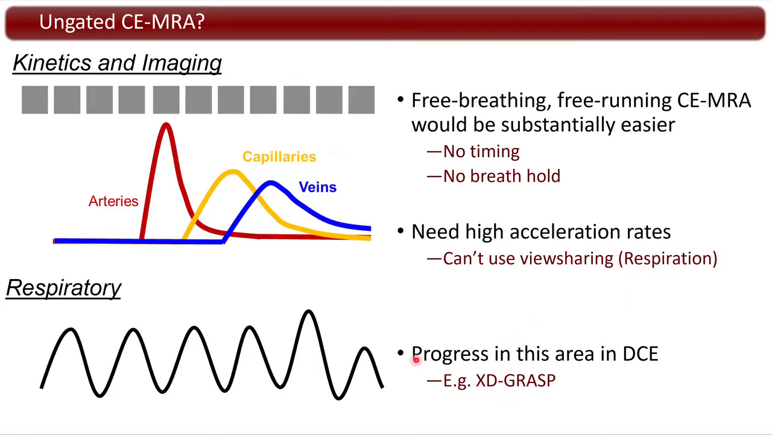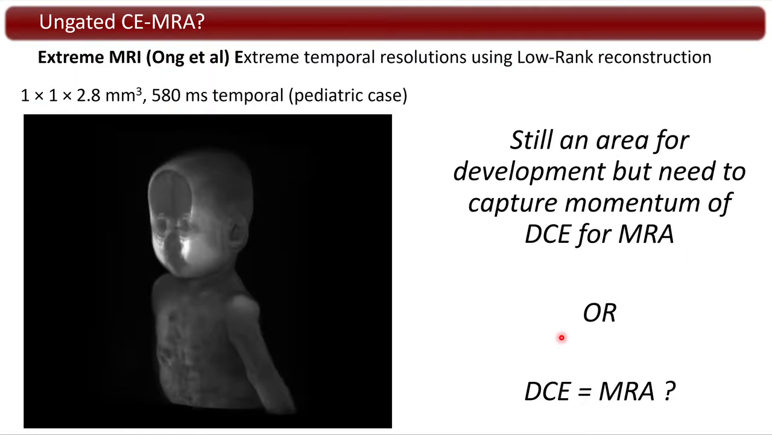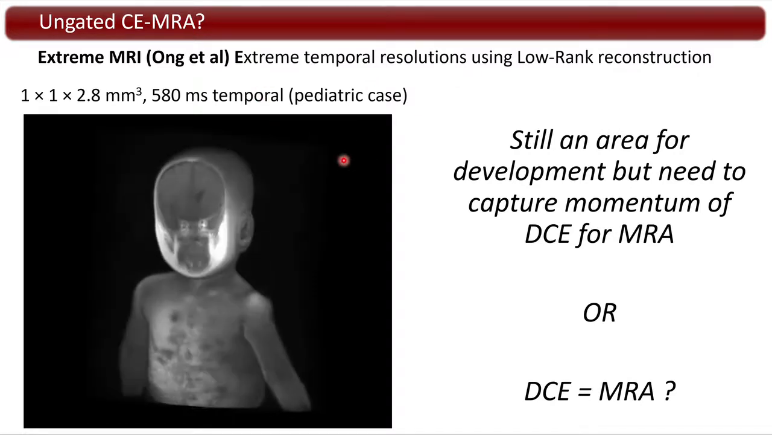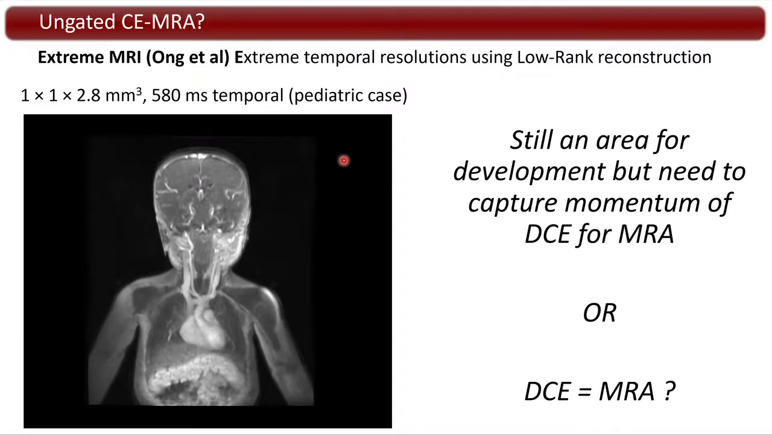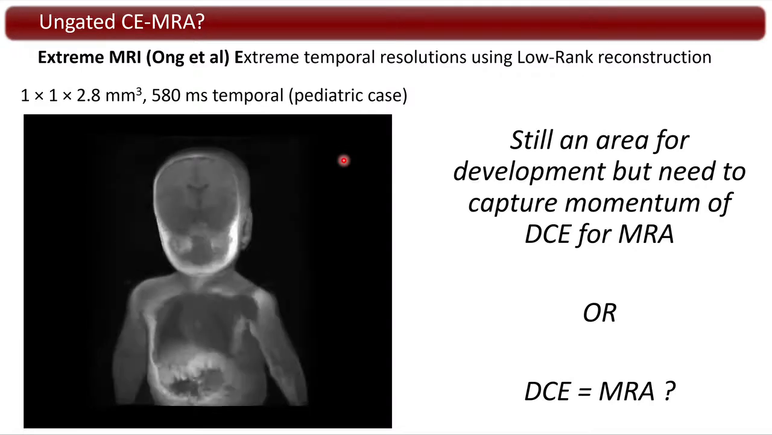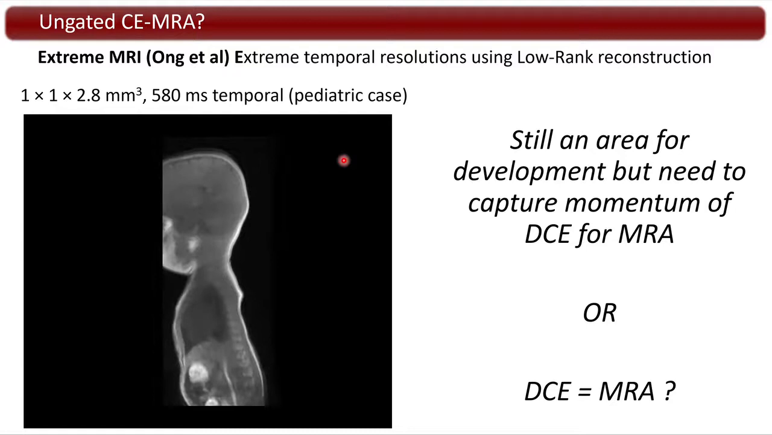However, there's been a lot of progress in this area in dynamic contrast enhanced imaging, for example, with XD-GRASP techniques. One particularly promising technique proposed by Frank Ong is called extreme MRI, which uses extreme temporal resolution with a low rank reconstruction. Here's an example in a pediatric case, acquired at relatively coarse resolution for a dynamic contrast enhanced scan. However, we can see a nice visualization of all the vascular structures and the filling of the structures during respiration, instead of trying to resolve them independently.